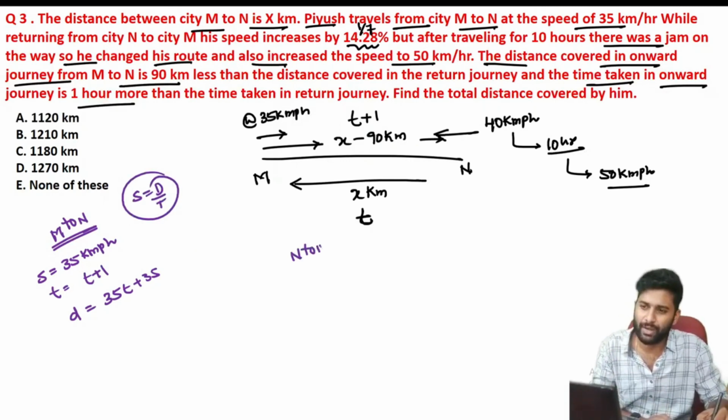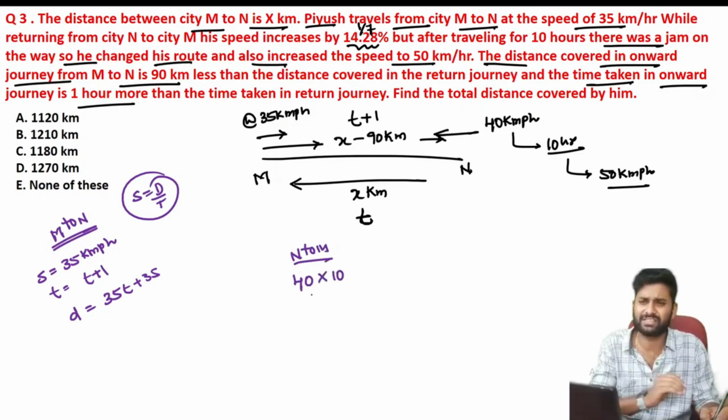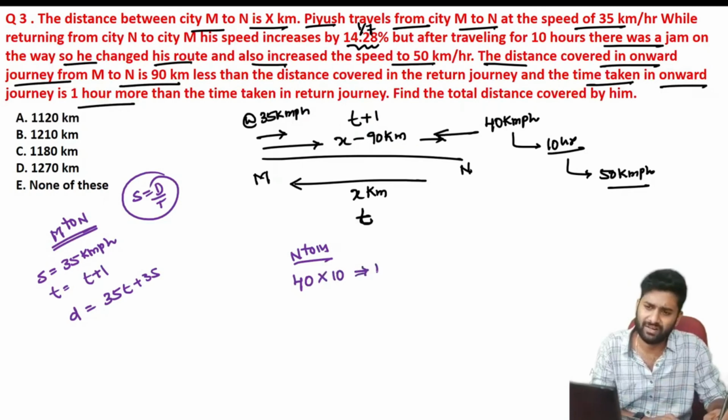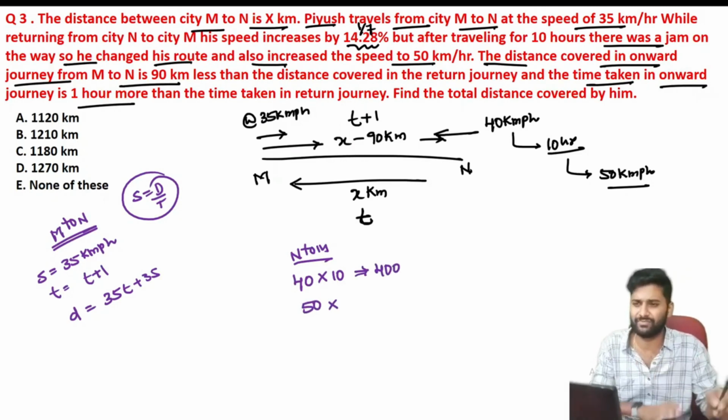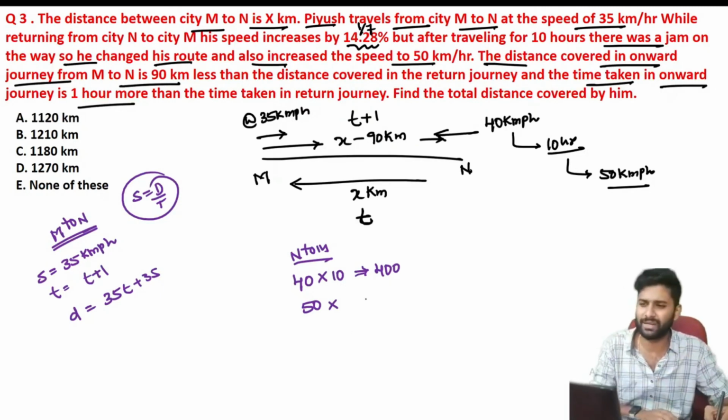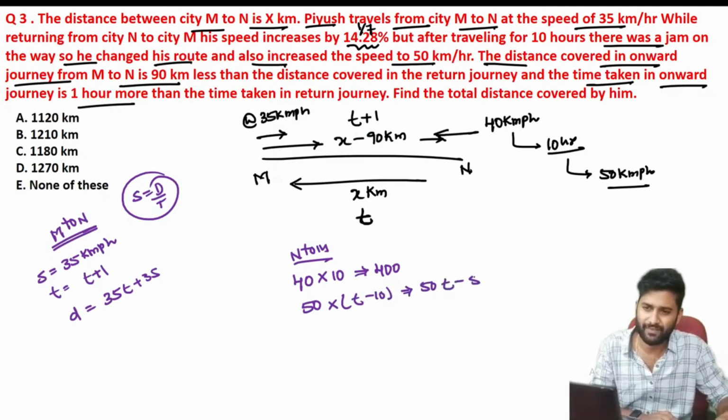Now check N to M. You already know that initially they started at a speed of 40 kilometers per hour, and they covered 10 hours of journey, so they covered 400 kilometers. Later the speed increased to 50 kilometers per hour. Now out of the t hours for N to M, 10 hours of journey are already completed, right? Now the time left is t minus 10 hours. So the total distance is exactly equal to 50t minus 100.